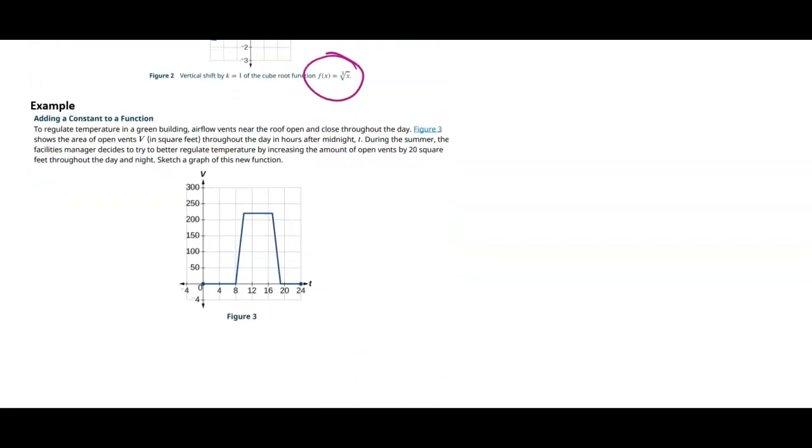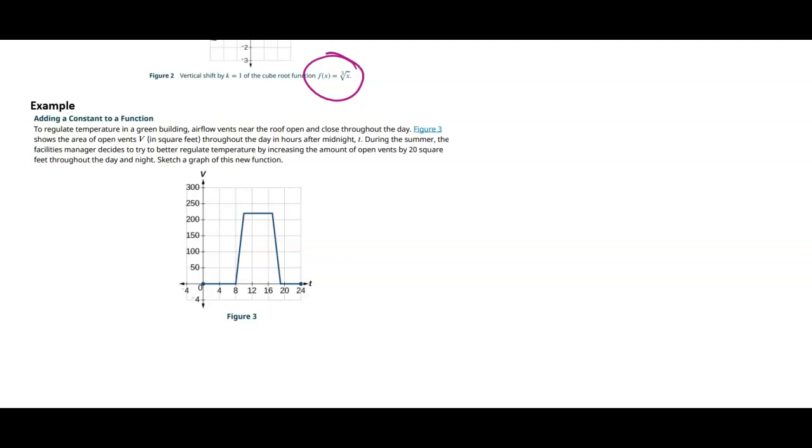To regulate temperature in a green building, airflow vents near the roof open and close throughout the day, and the area of open vents V in square feet is given as a function of time in hours after midnight. During the summer, the facilities manager tries to decide if it's better to regulate temperature by increasing the amount of open vents by 20 square feet throughout the day and night.